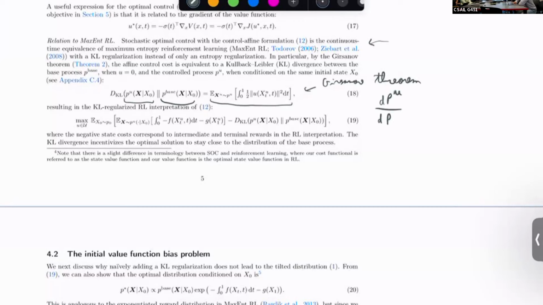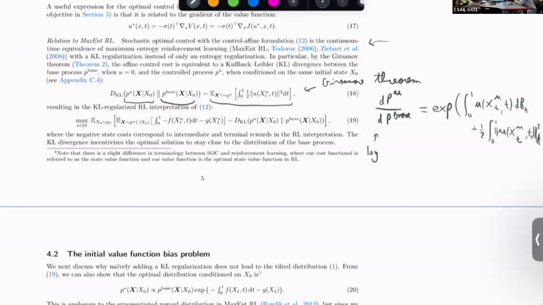The base. So we're taking the derivative of the fine-tuned process with respect to the base process. The first term is a stochastic integral, and note that when you do KL, you'll have to take log on this, right? So you'll have to take log on this.